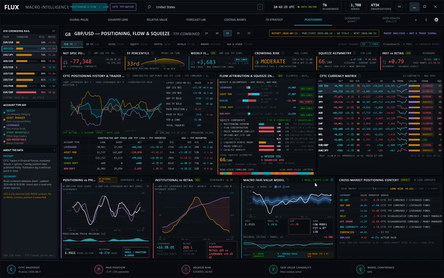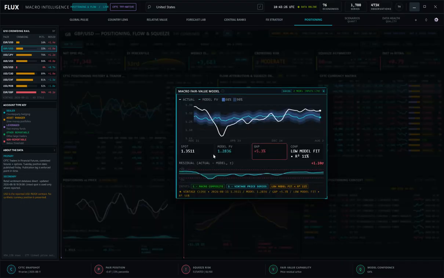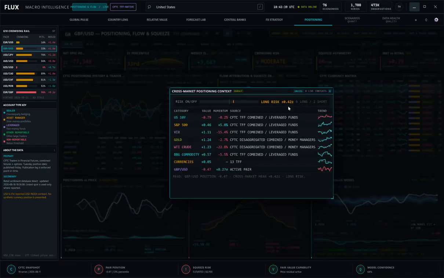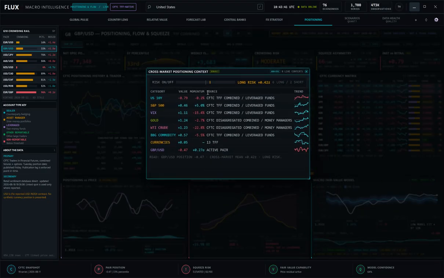In terms of the macro fair module, the macro fair module shows the fair price in terms of comparing the CFTC positions. These are some new analysis. You might have never seen it before, which is fine. Don't worry, because I'll be explaining all of these in detail.